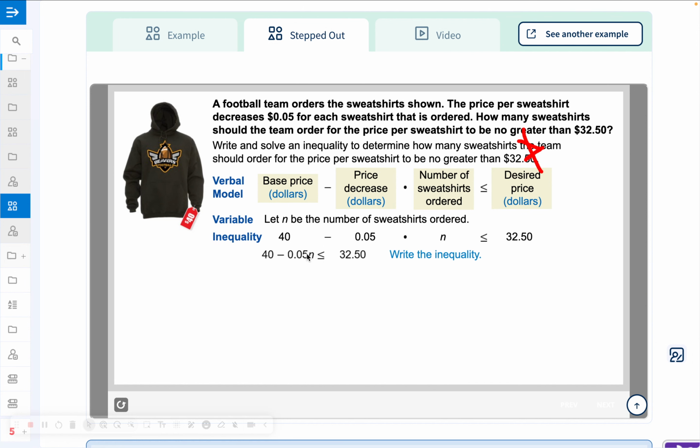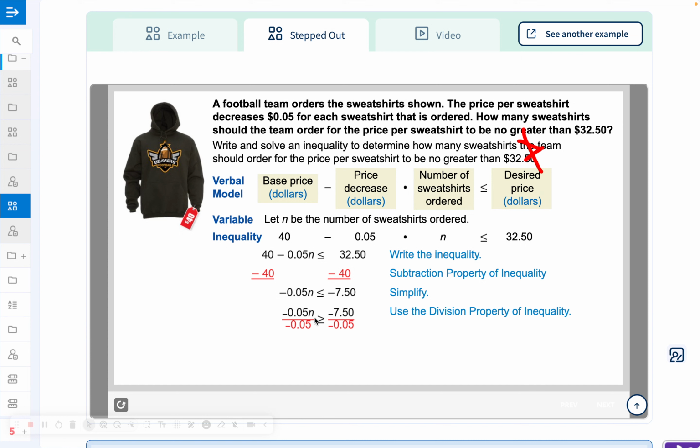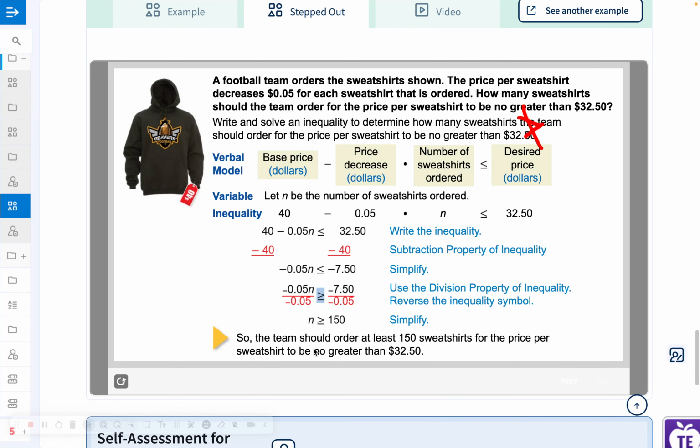Okay, so we'll clean that up a little bit. Just put the 0.5 and the end together. So that's a positive 40, even though it's out front. So we're going to subtract 40, get -7.50. So saving 5 cents per shirt, when will it be $7.50? So divide by -0.05 flips the inequality again, and you need to order at least 150 shirts or more. Okay?